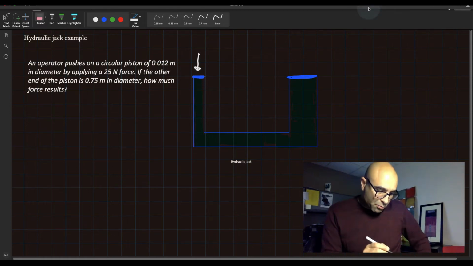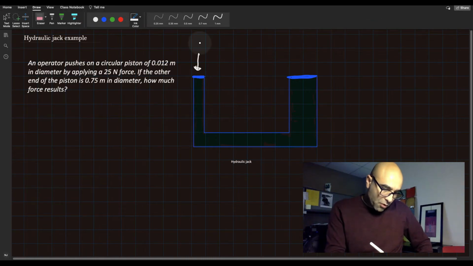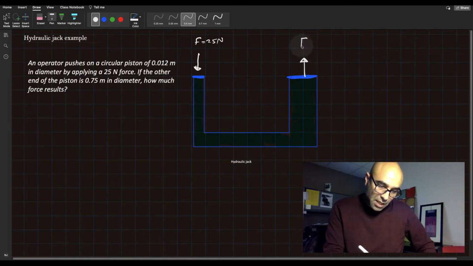So the operator pushes on this end with a force that is equal to 25 Newton. So the force here is equal to 25 Newton. The diameter of this piston here is 0.012 meters. If the other end of the piston is this much, 0.75 meters in diameter, much bigger than this end, how much force comes out from this end here, F2? What is it equal to?